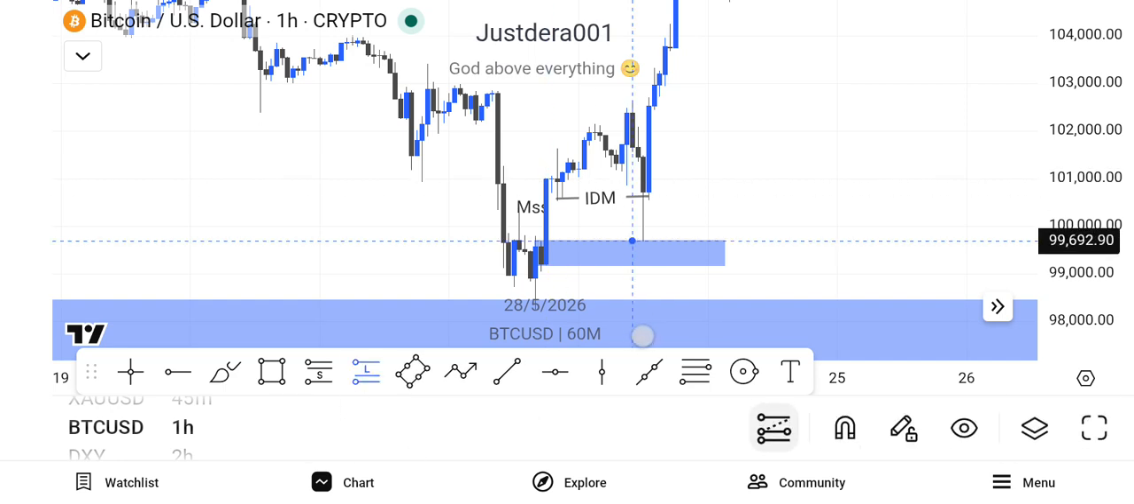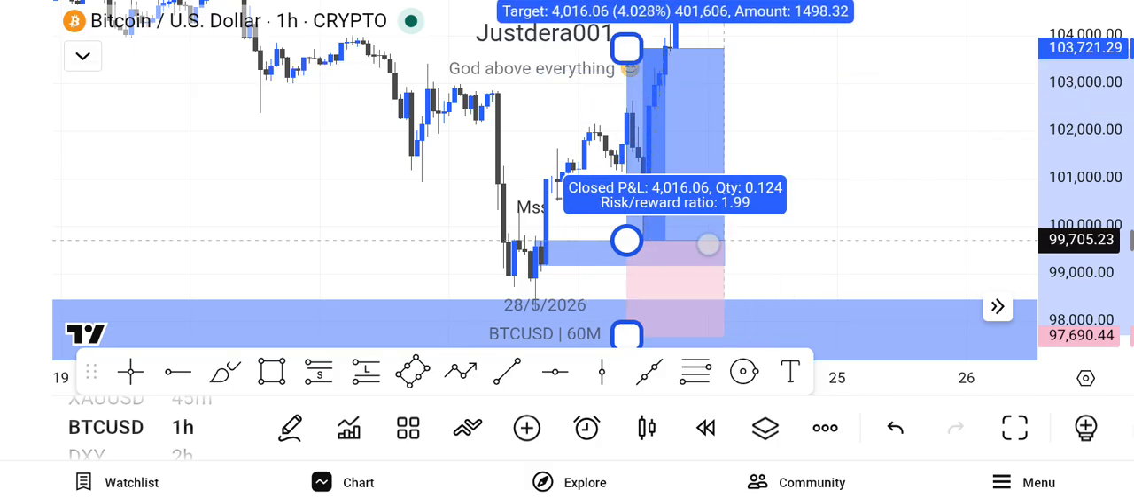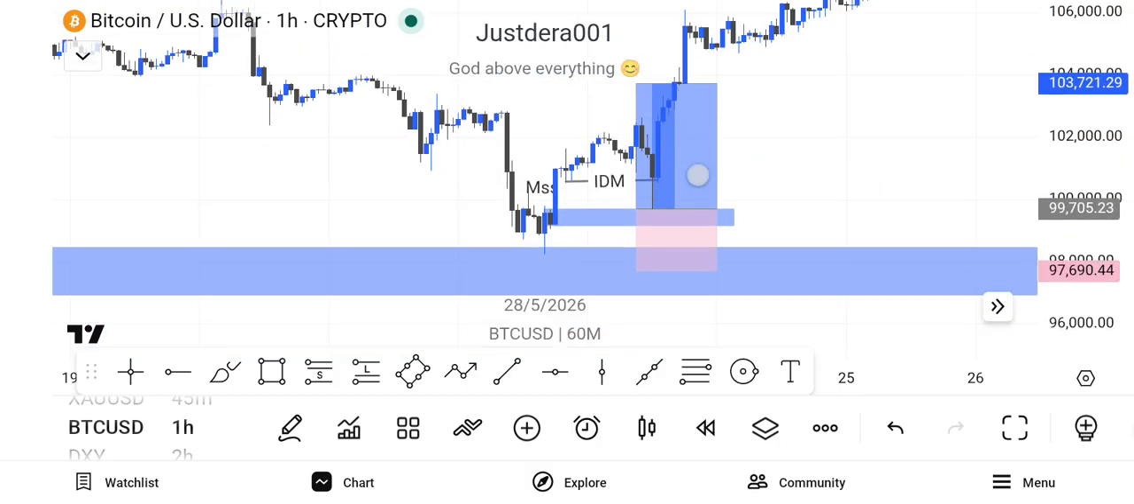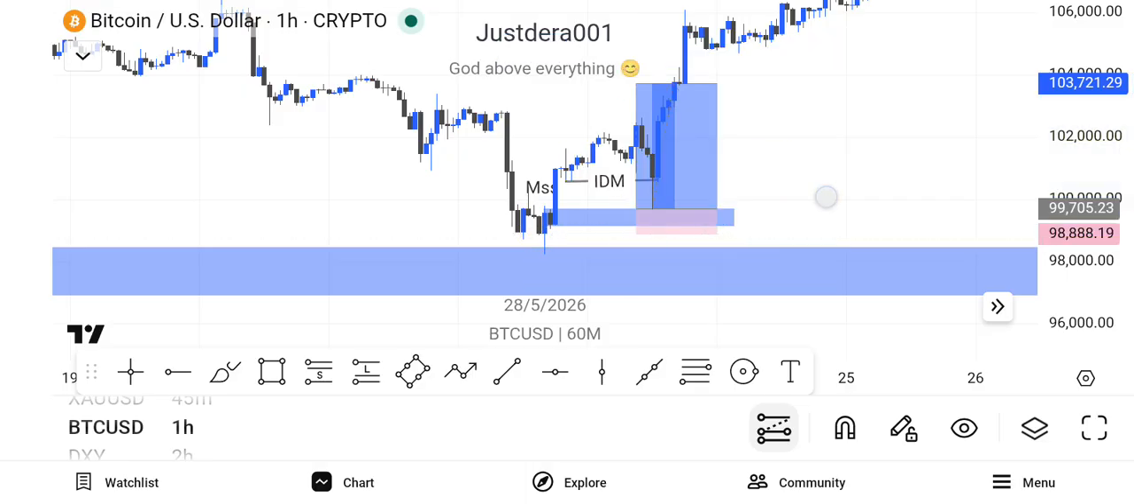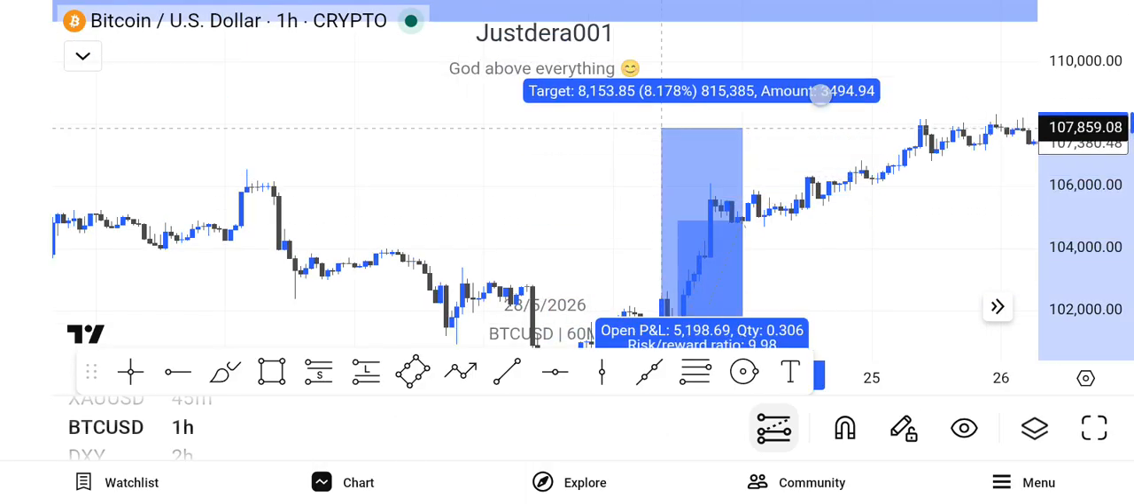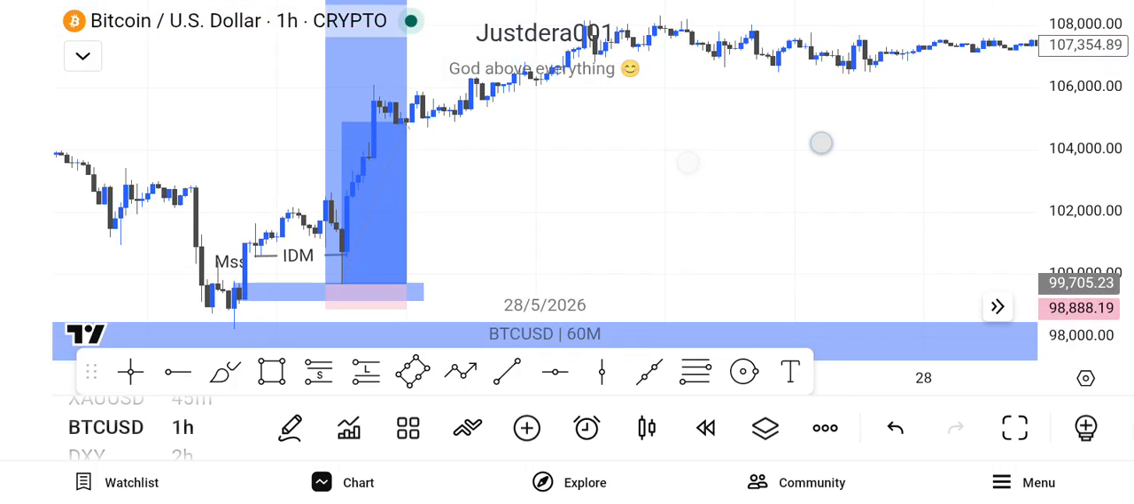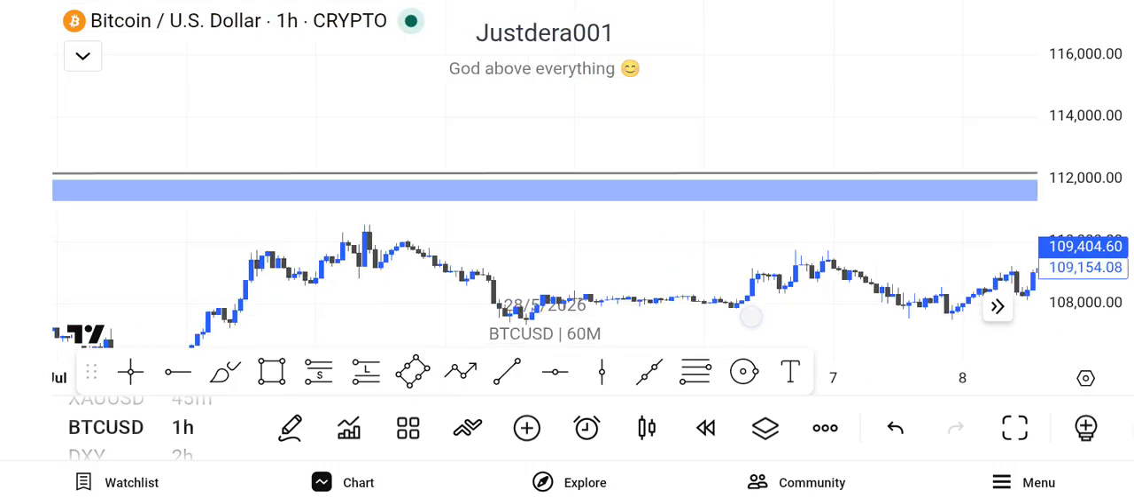We buy this zone. You just keep your stop loss below this other block, just below it a bit, then target the high. So this is basically the first zone. So let's go over to the other zone.